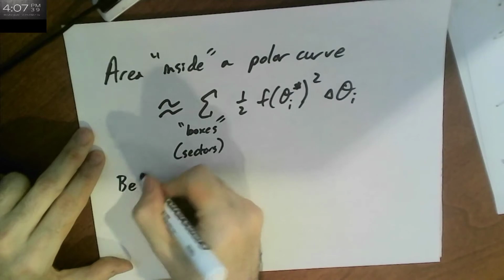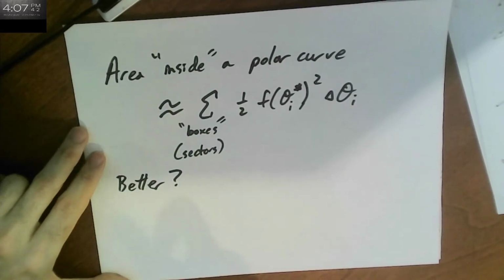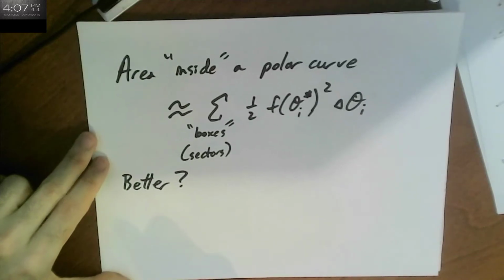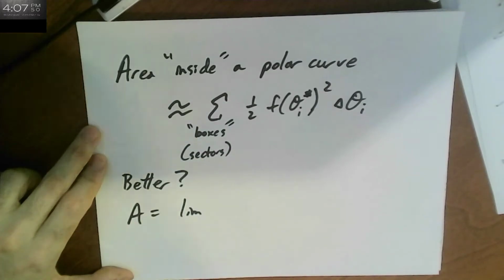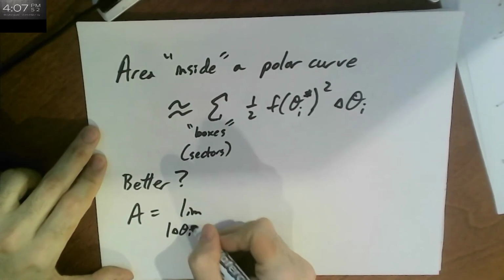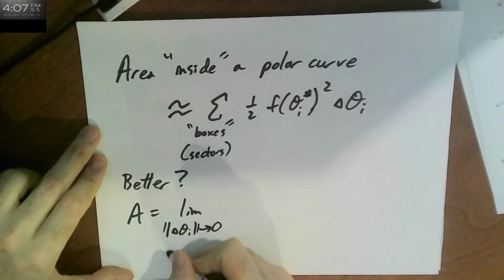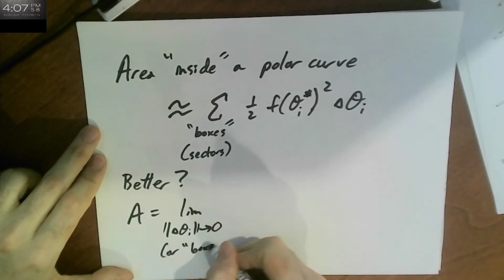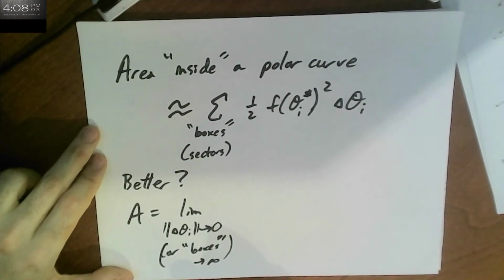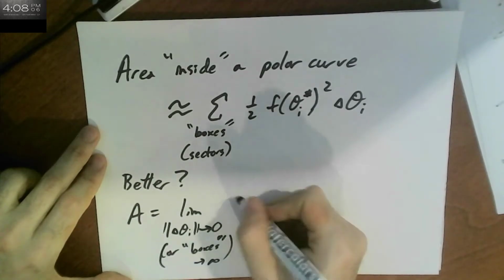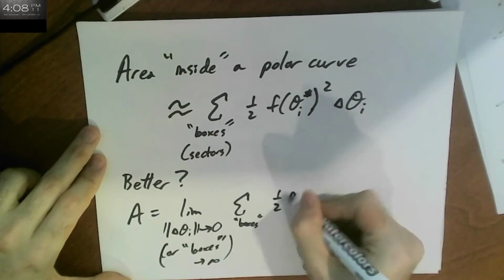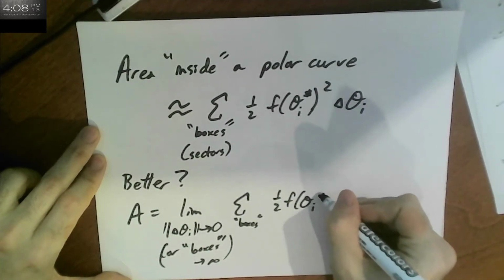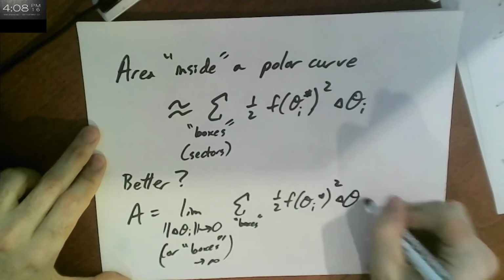So how do we make this better? How do we make our approximation an actual value? Same way we always have, we take a limit, right? So we get that area is the limit as the biggest width goes to 0, or boxes to infinity, right? That's really what we tend to think. More and more sectors of the sum of all of the boxes, 1/2 f of theta i star, that special theta from the intermediate value theorem, times the widths.